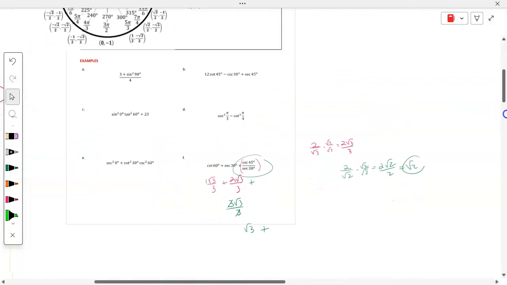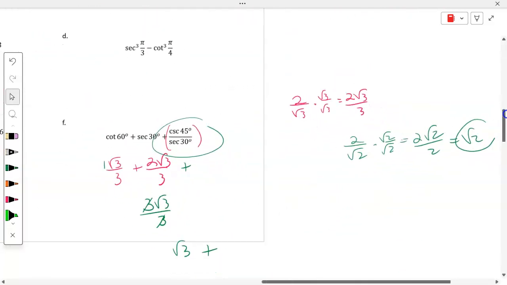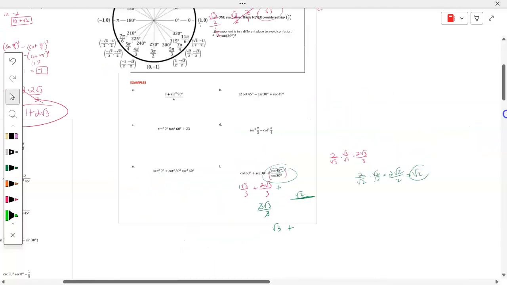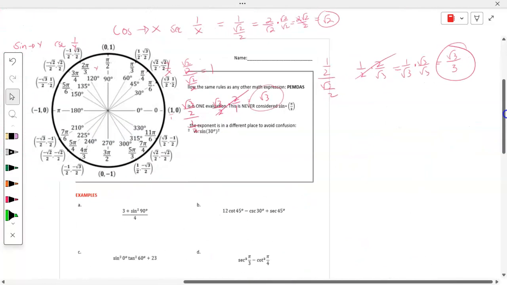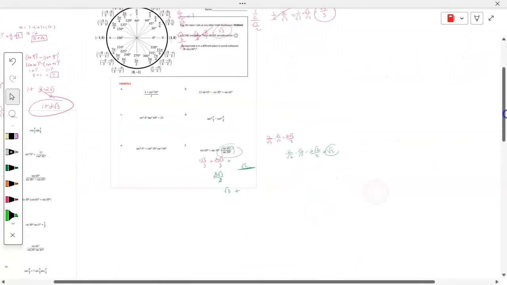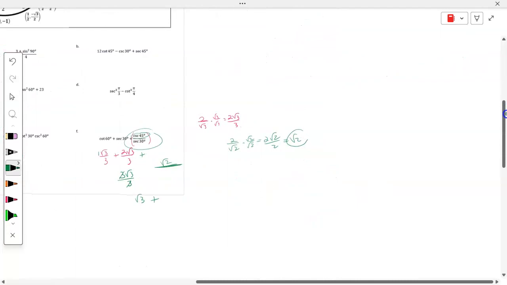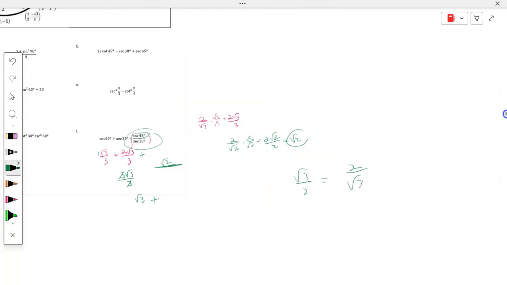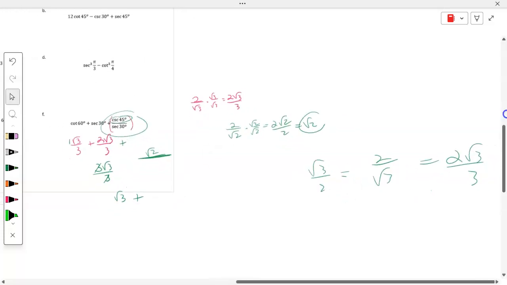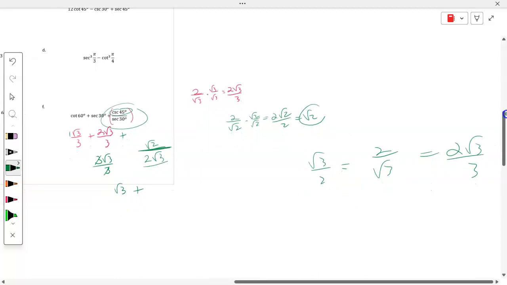So up top, over here, we end up with root 2 on top divided by what we got for the secant of 30. And again, secant is the flip of cosine. Cosine is x. So we're looking for the x value at 30 degrees, and we're going to flip it, which should be root 3 over 2, which is all the work. So we have root 3 over 2. We're going to flip it. We're going to realize we can't leave it like that. We're going to rationalize. You're going to get 2 root 3 over 3. So we should have root 2 divided by 2 root 3 over 3.